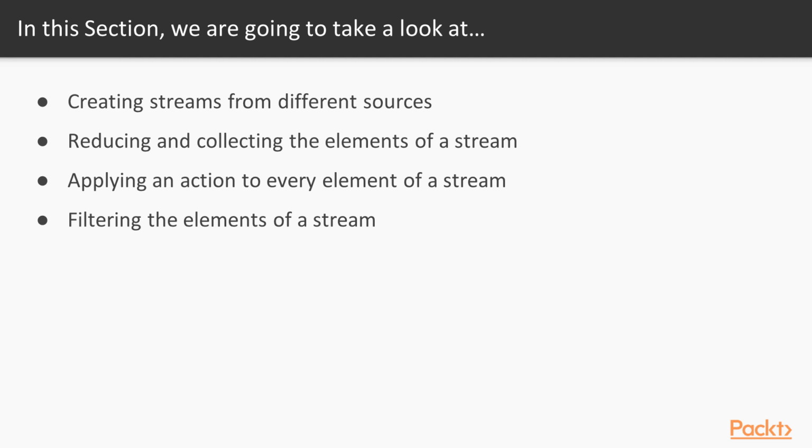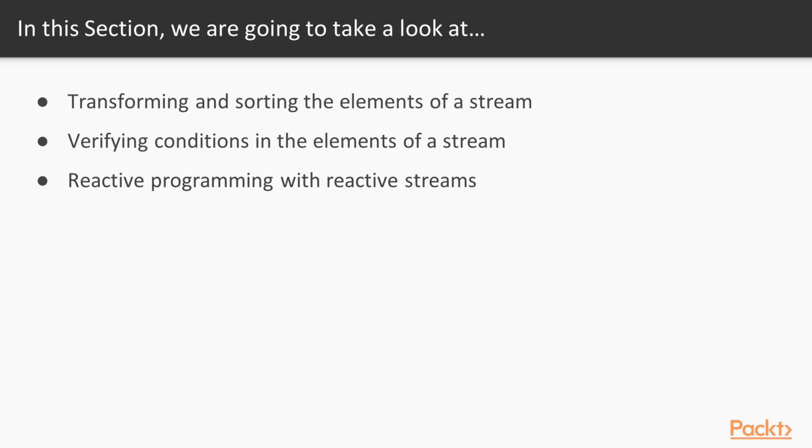In this section, we will cover creating streams from different sources, reducing the elements of a stream, and collecting the elements of a stream. Then, we will apply an action to every element of a stream and filter the elements of a stream. Also, we will transform the elements of a stream, sort the elements of a stream, and verify conditions in the elements of a stream. Finally, we will look into reactive programming with reactive streams.